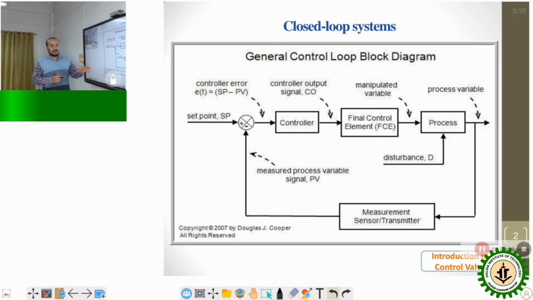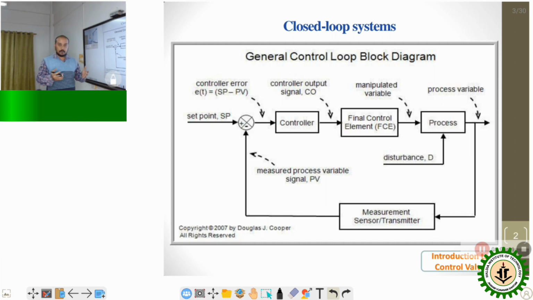Before we proceed to the control valves discussion, we need to go through a very general block diagram, which is known as the general control loop block diagram. And the discussion of the control valve will be located on this block diagram. We know that using feedback control, we are able to control any process. In that control logic, we have the blocks of controller, process, measurement sensor transmitters, and final control elements.